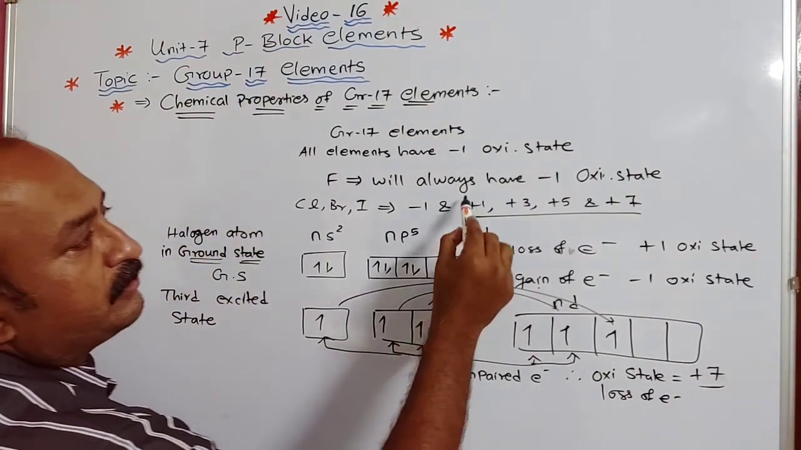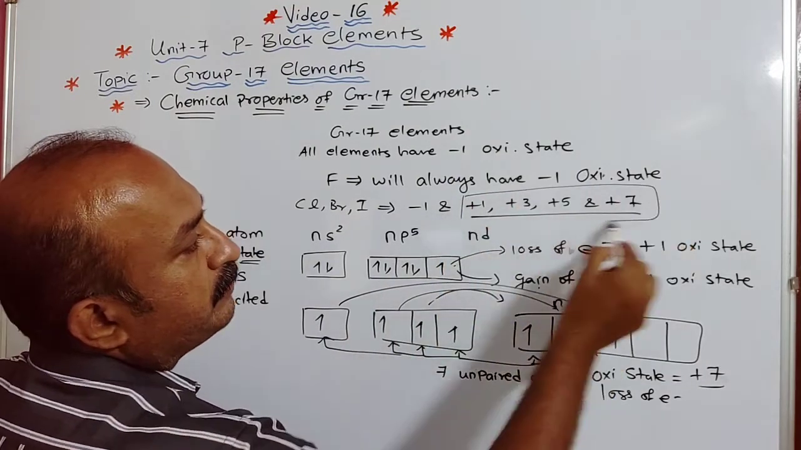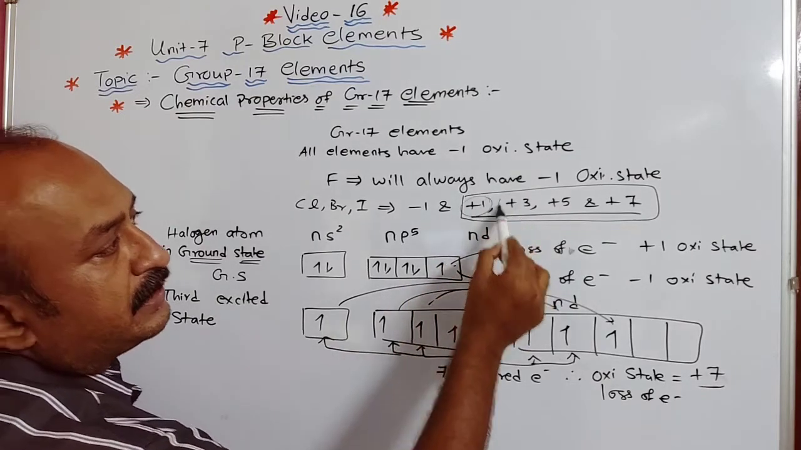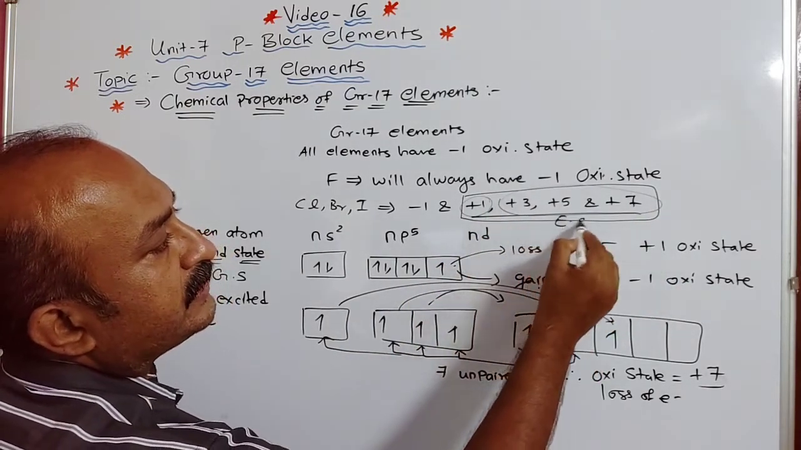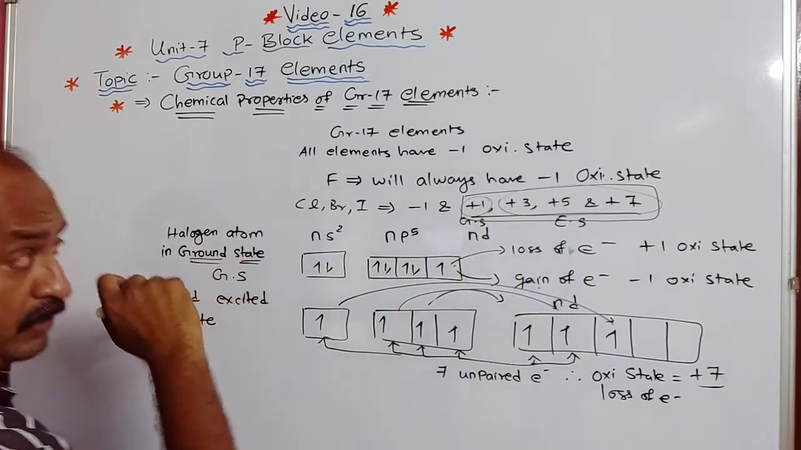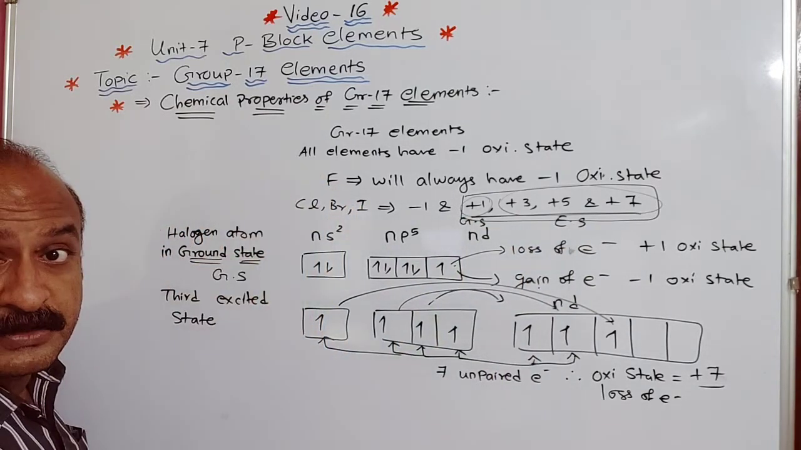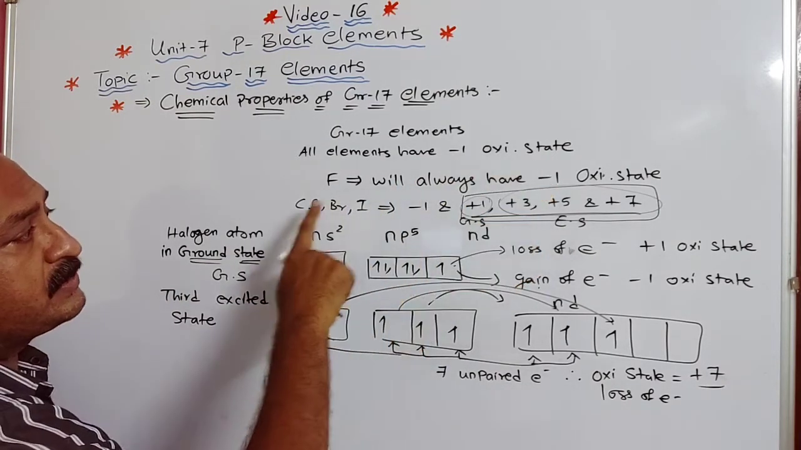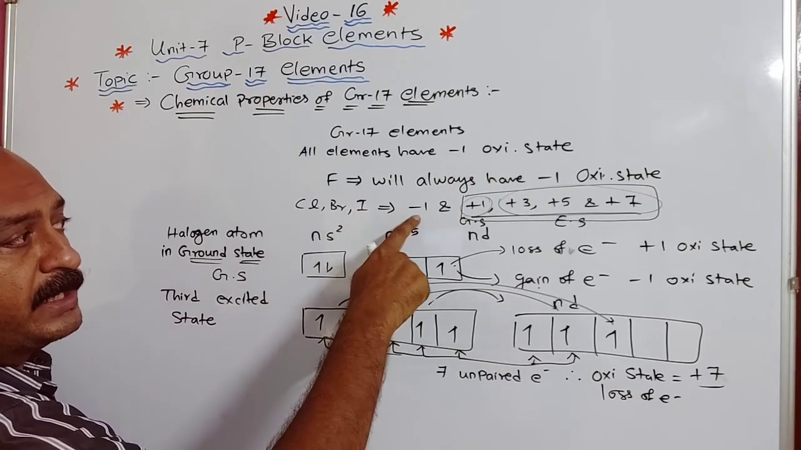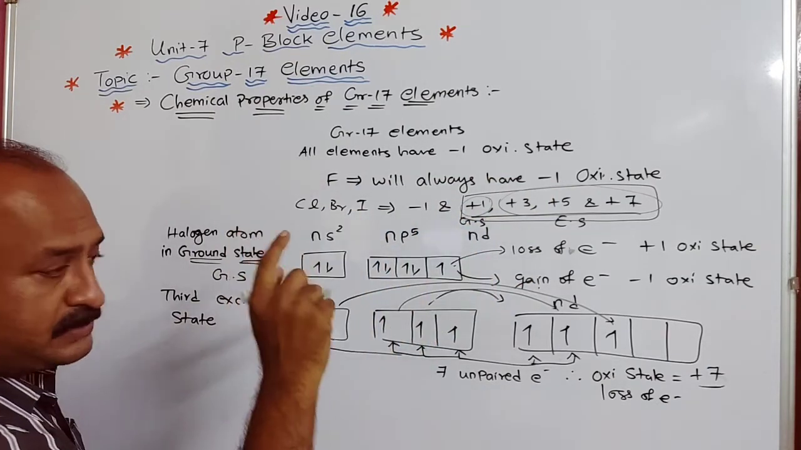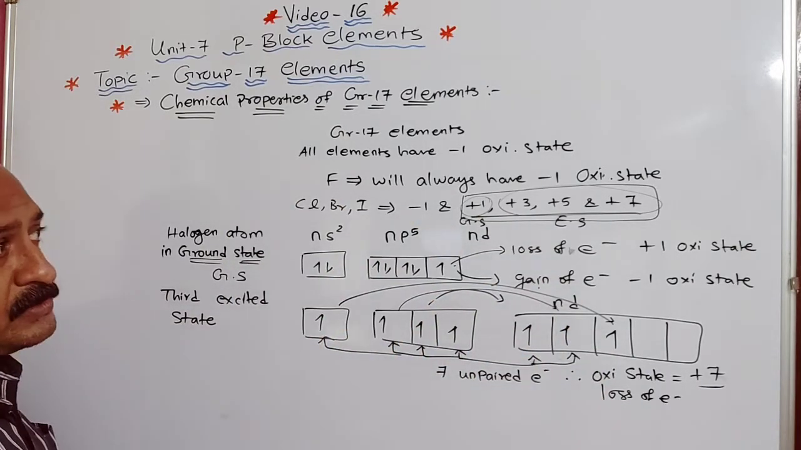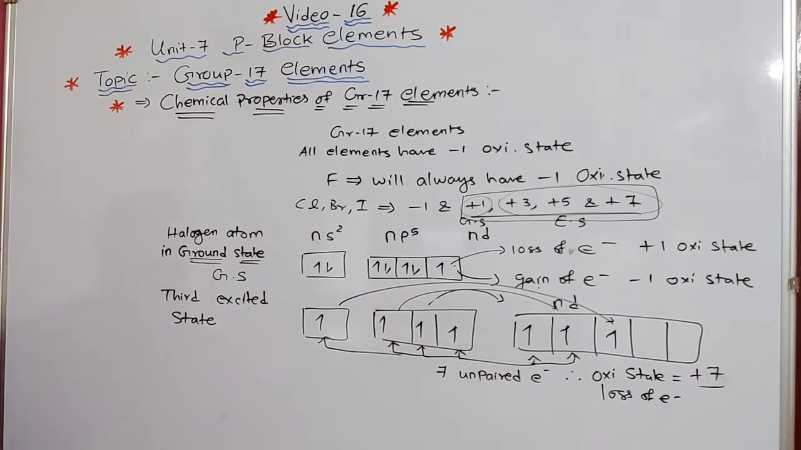So this is how +1, +3, +5 and +7 oxidation states arise. +1 is in ground state, and the remaining are in excited states. Understood? Now, fluorine will never show a positive oxidation state because it is a highly electronegative element, so fluorine will always have -1 oxidation state. Chlorine, bromine and iodine can have negative as well as positive oxidation states. Positive is by loss of electron and negative by gain of electron. So this was all about oxidation states of group 17 elements.